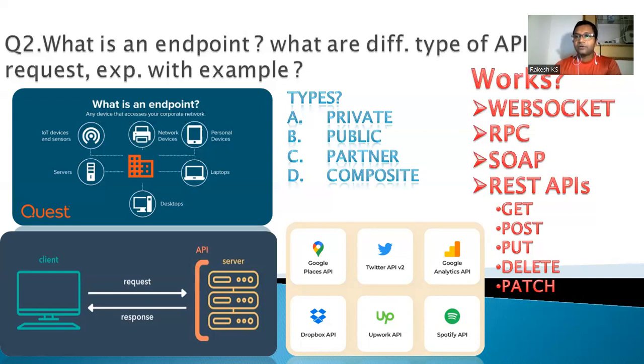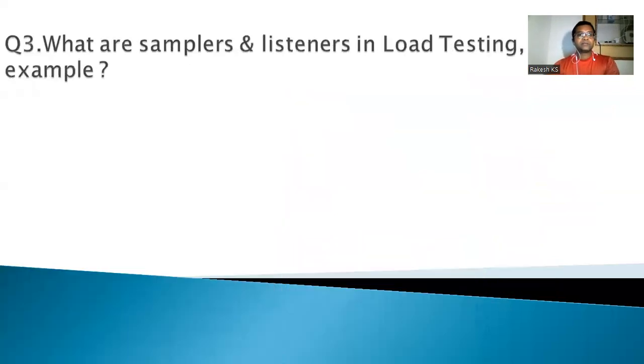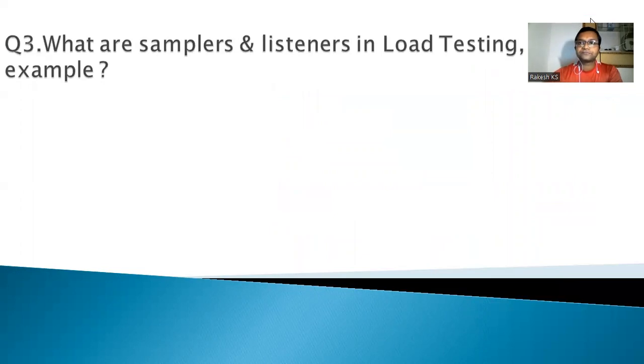Like when you want to post something on Twitter, you just post the information. When you want to get that information, you just use the GET API. So these are things like Spotify, Dropbox, database, all these things. Next, we shall see what are samplers and listeners in load testing, and explain with examples.